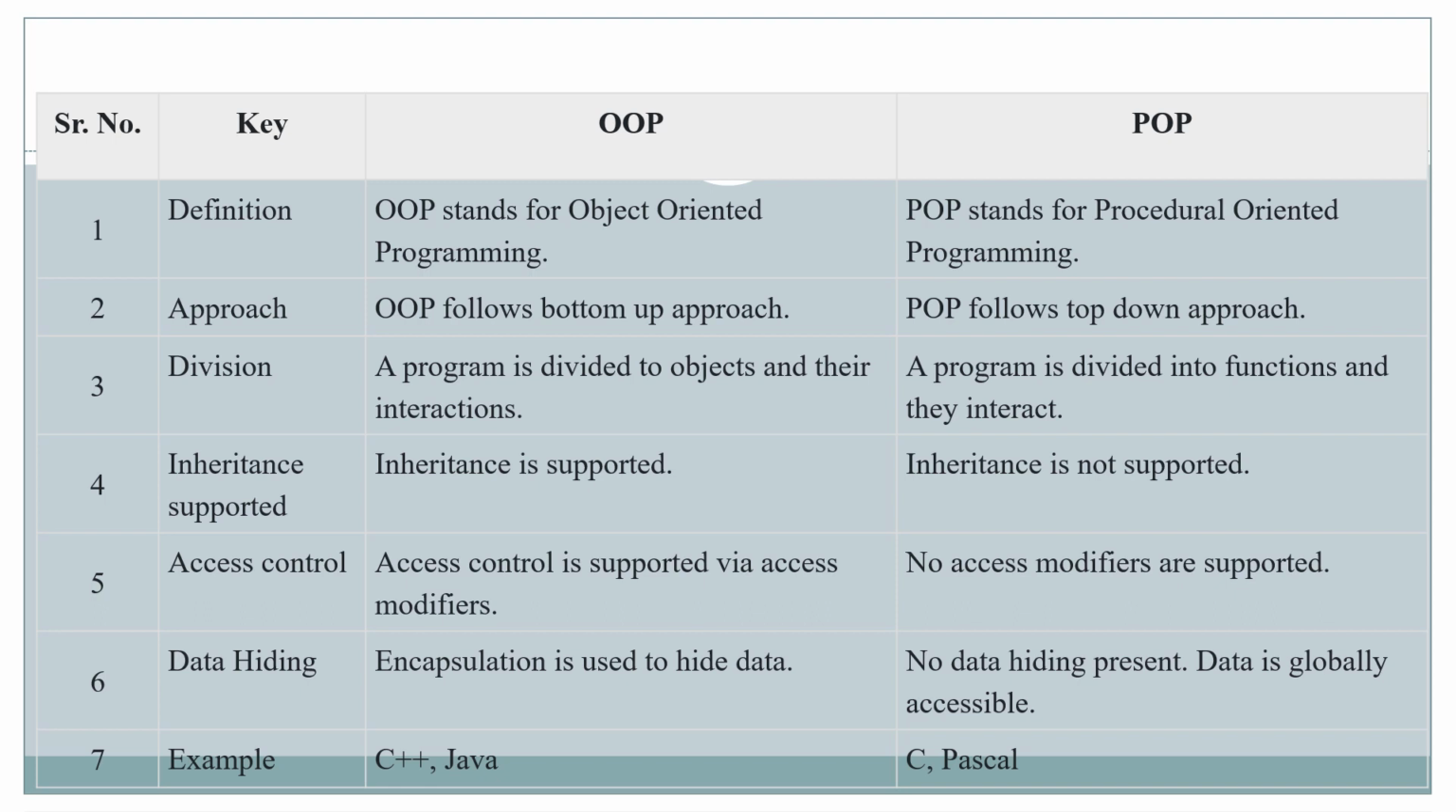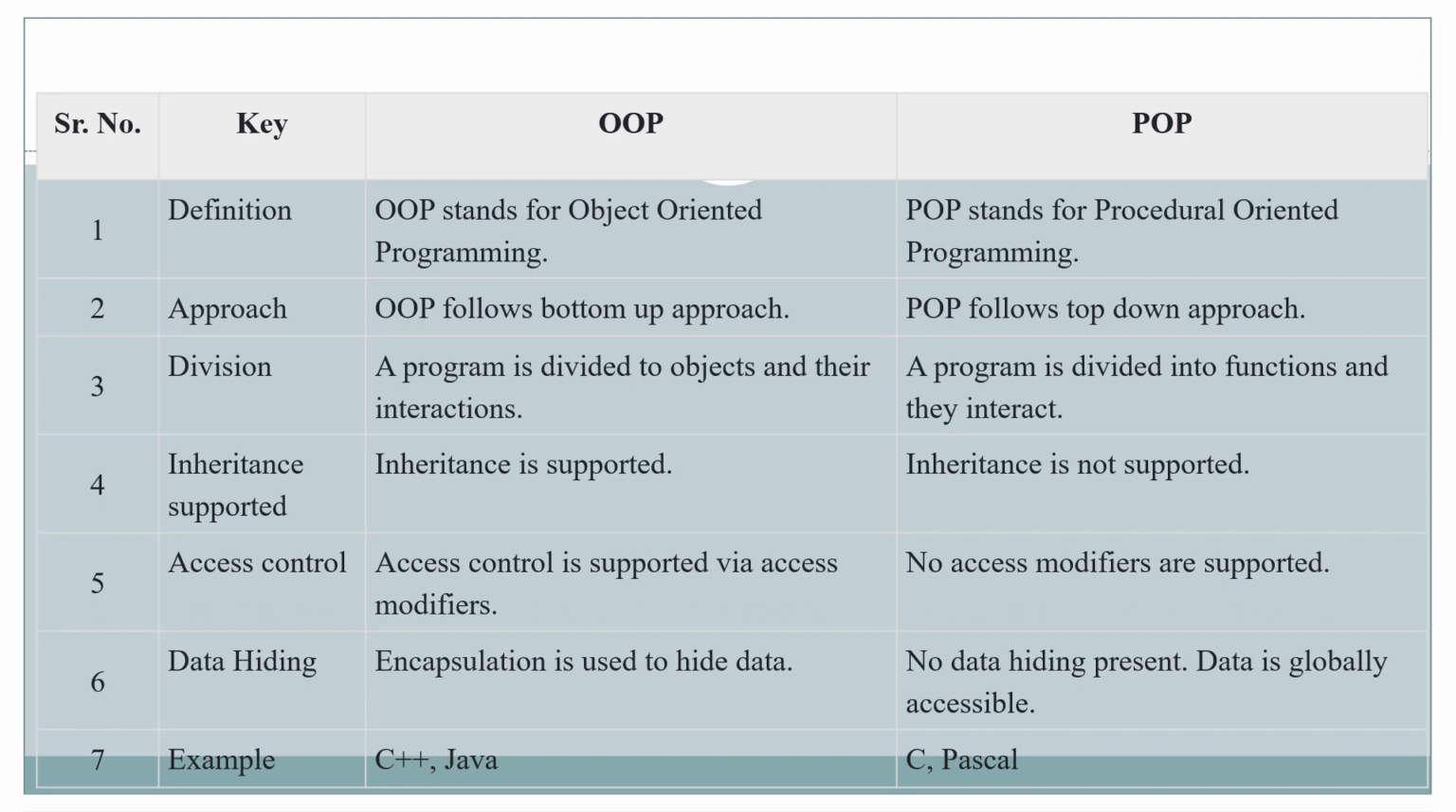The comparison is based on points like the definition, the approach, the division, whether inheritance is supported or not, whether access controls are supported or not, whether the hiding concept is there or not, and some examples. The first key is the definition. The expansion of OOP means object oriented programming. Procedural oriented programming, simply, we can call it POP. Its expansion is procedural oriented programming. So this is based on the definition, that means the expansion of OOP and also POP.